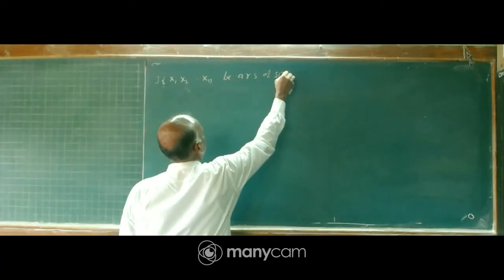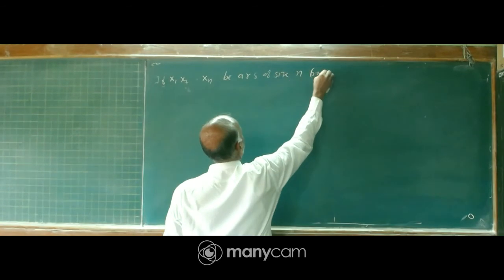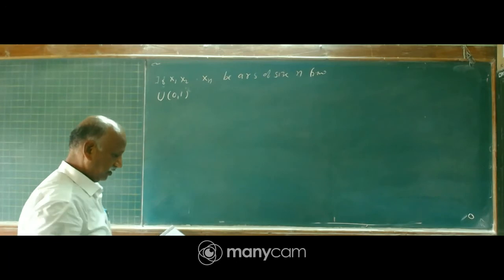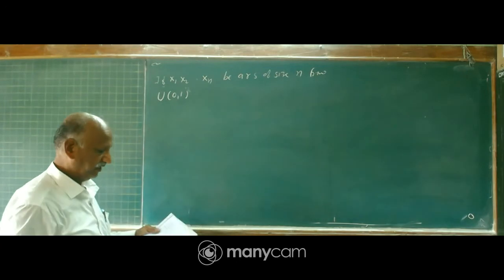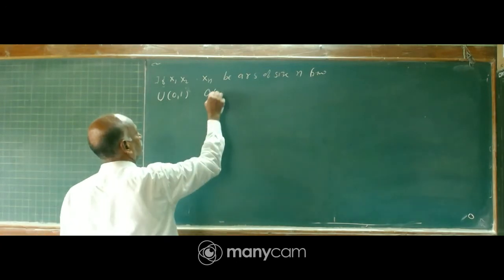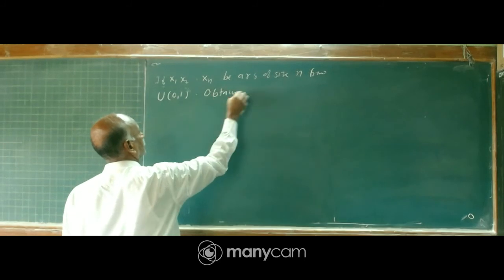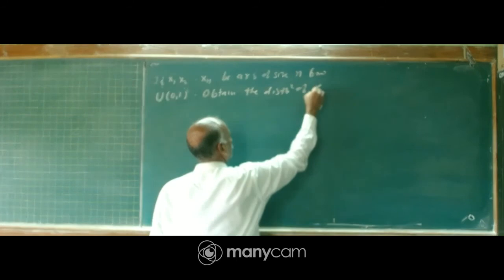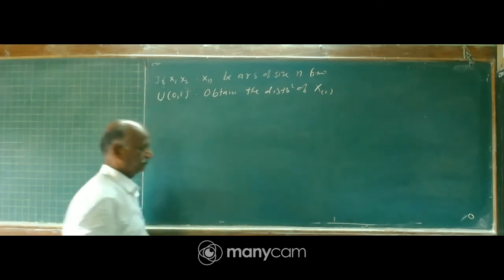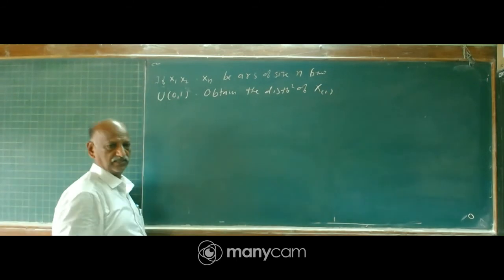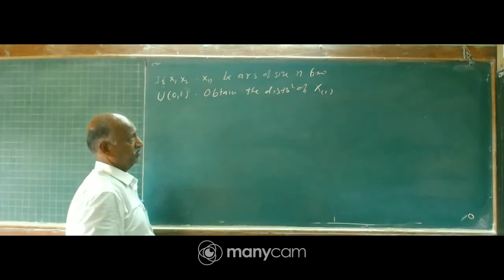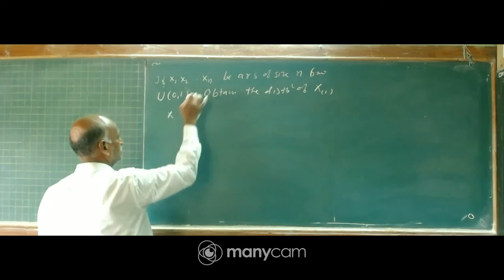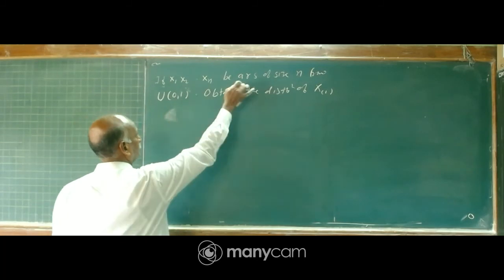So if x1, x2, ..., xn is a random sample of size n from the uniform (0, 1) distribution, we have to obtain the distribution of the ith order statistic. Since we have to obtain the distribution of the ith order statistic, first of all let us write this out. So x1, x2, ..., xn are the n random samples drawn from uniform (0, 1).